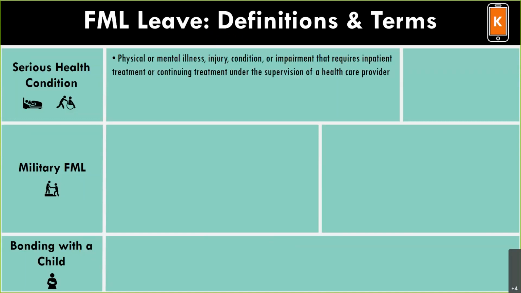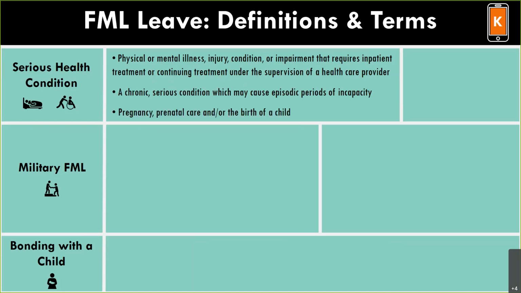So a serious health condition. One of the conditions is that it's a physical or mental illness, injury, condition, or impairment that requires inpatient treatment or continuing treatment under the supervision of a healthcare provider. Another condition is that it could be a chronic, a serious condition, which may cause episodic periods of incapacity, or pregnancy, so prenatal care and/or the birth of a child.